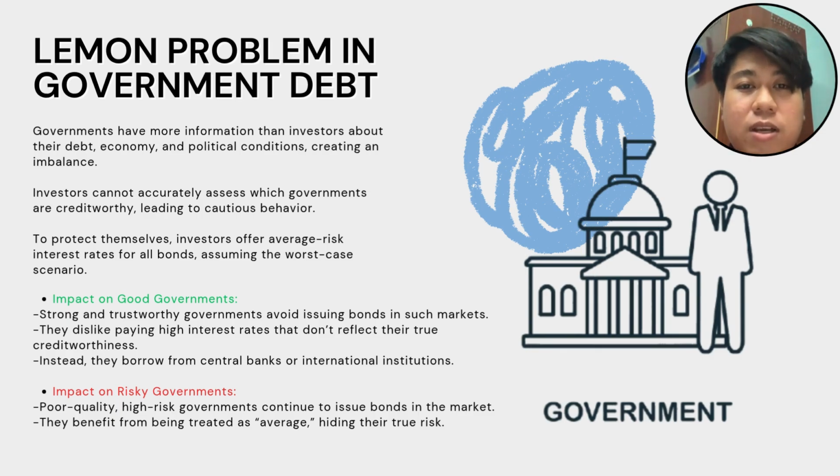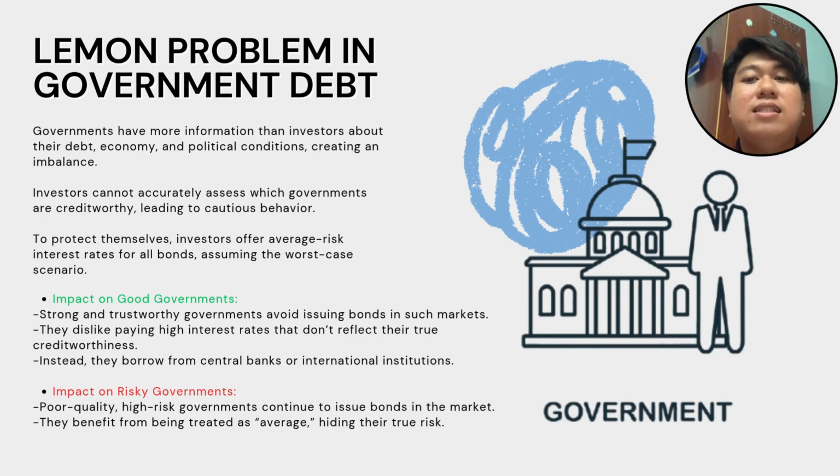Governments with strong fundamentals and sound policies are basically discouraged from issuing bonds in the public market. So why are they discouraged? Because they don't want to pay unnecessarily high interest rates despite investor suspicions. So they seek alternative financing from safer sources, like maybe the central bank or international lenders.